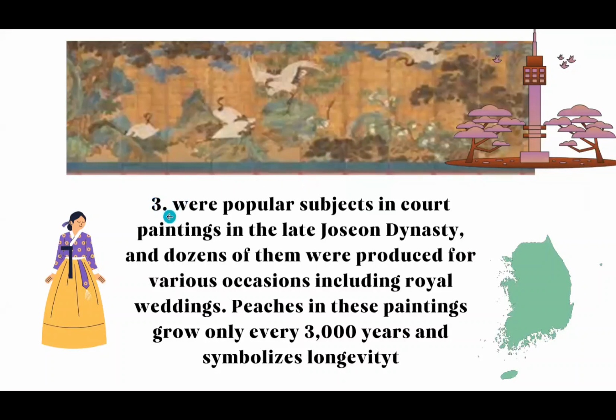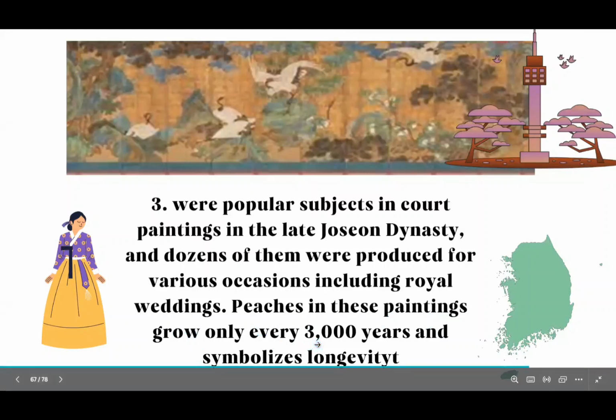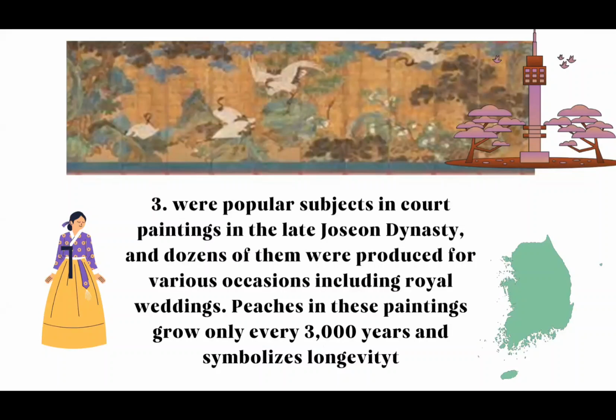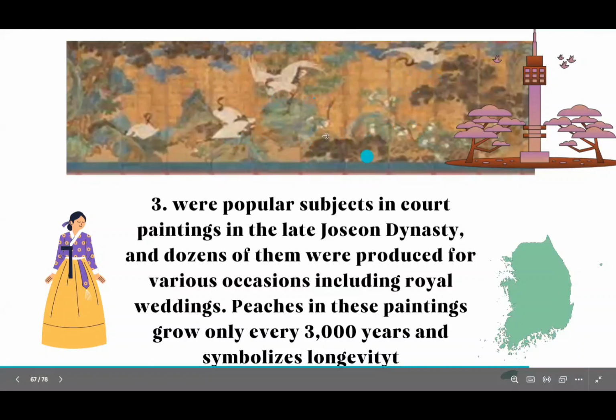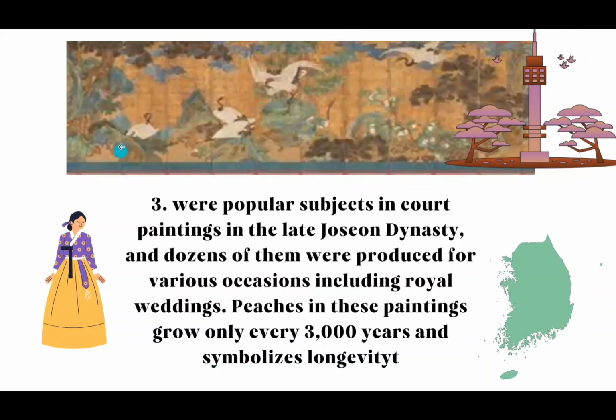Another one, or the third one, was a popular subject in court painting in the late Joseon dynasty, and dozens of them were produced for various occasions, including royal weddings. Peaches in these paintings grow only once in 3,000 years and symbolize longevity. This is the painting that has been mentioned, and it was a popular subject in the court in the late Joseon dynasty.